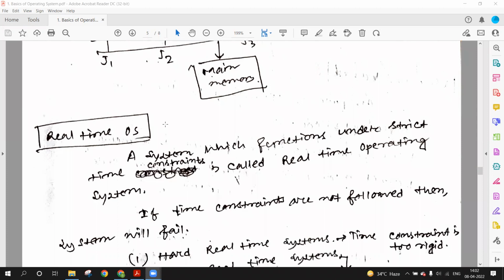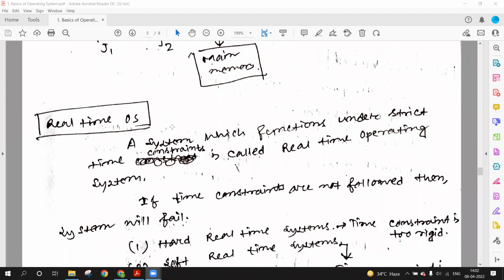Next one is real-time operating system. What is a real-time operating system? A real-time operating system is basically a system which functions under strict time constraints. This is called a real-time operating system. Strict time constraints, this is the important part. So if time constraints are not followed, then the system will fail.